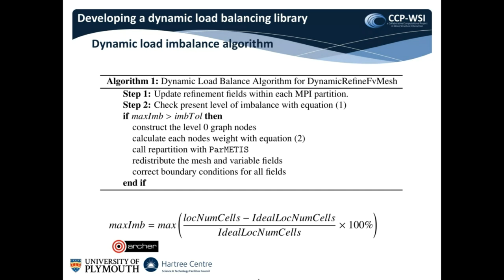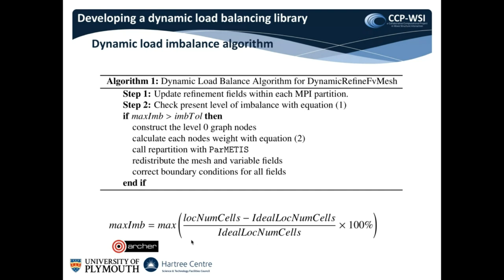So we defined a max imbalance parameter. It's basically the local number of cells, take away the ideal local number of cells, then divided by the ideal local number of cells, times 100%. And then find the maximum over the partitions. So once it exceeds your threshold, you start to rebalance the load.